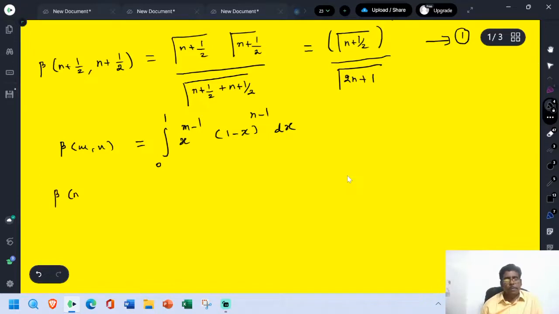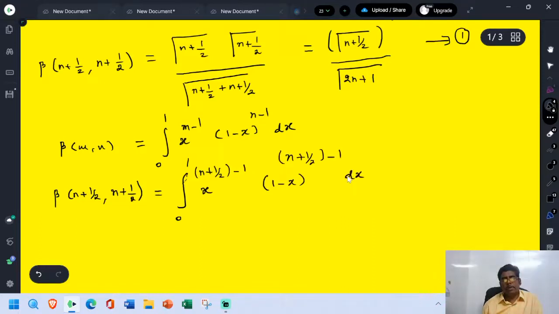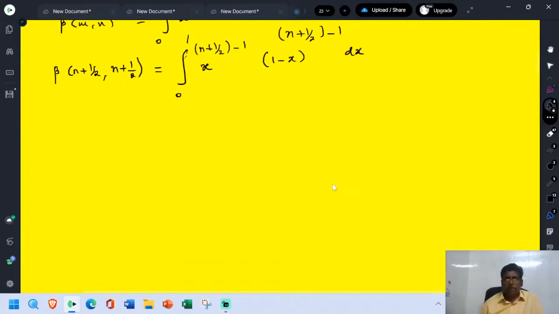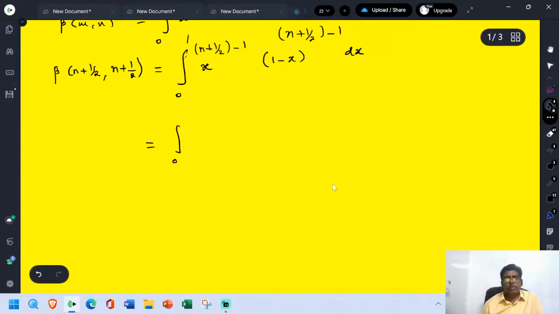beta of n plus 1 by 2 comma n plus 1 by 2, which is equal to, this is our m, this is our n, integral limit varying from 0 to 1, x power n plus half minus 1 into 1 minus x power n plus half minus 1 into dx. This is equal to the integral limit varying from 0 to 1, x power n minus 1 by 2, since n plus half minus 1 is n minus 1 by 2, into 1 minus x power n minus 1 by 2 into dx.